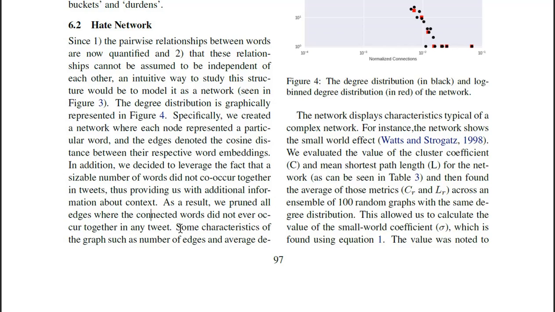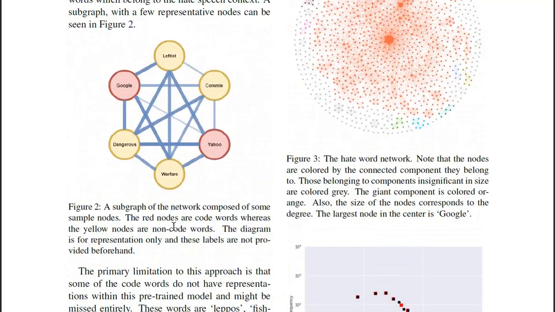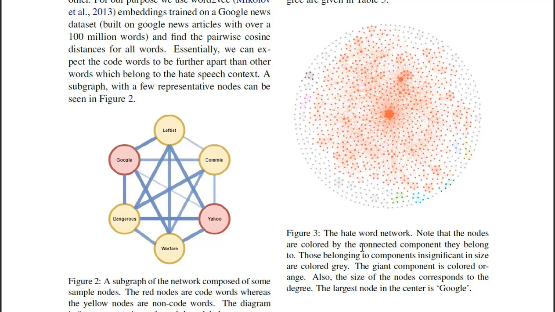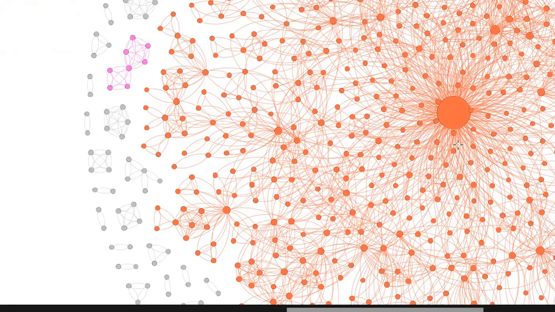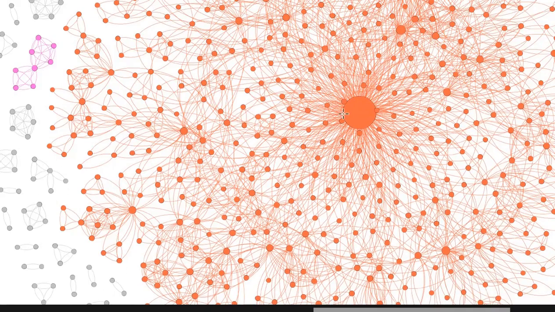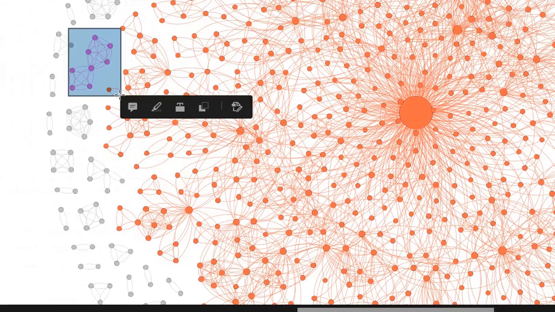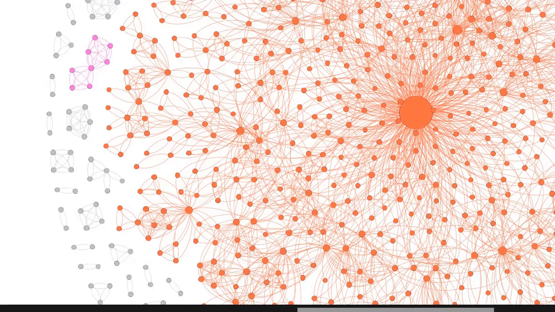Some characteristics of the graph, such as number of edges and average degree, are given in table 3. Alright, so you can see the graph. Nodes are colored by the connected components they belong to. Those belonging to components insignificant in size are colored gray. The giant component is colored orange, and the size of the nodes corresponds to the degree. The largest node in the center is Google. So this just means that the larger the node, the more things it is connected to. So these are just a different set of connected components and so on.